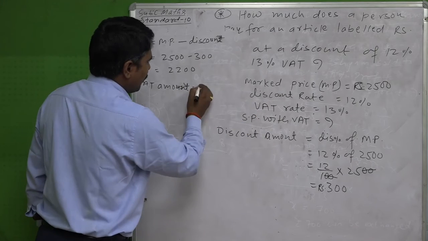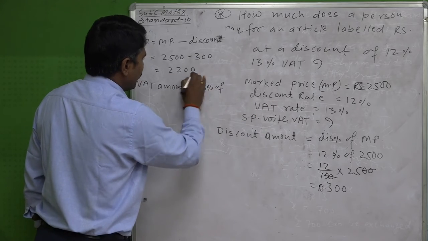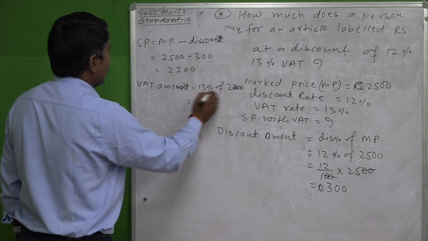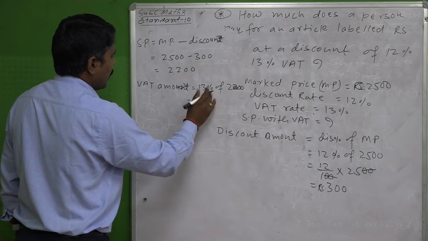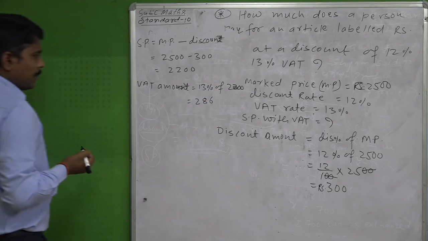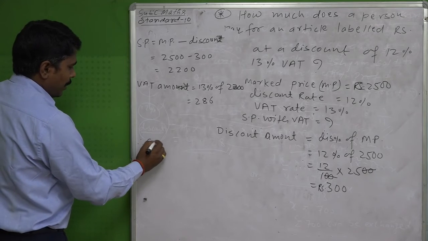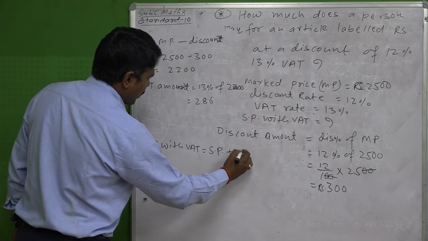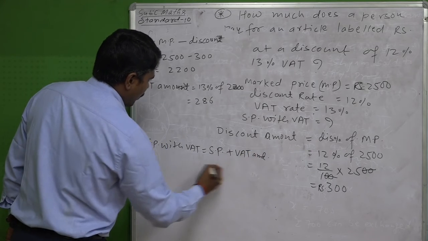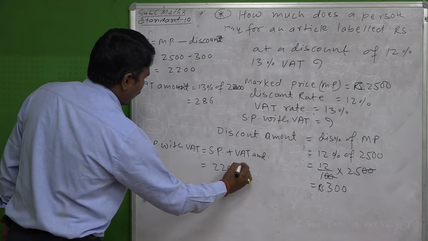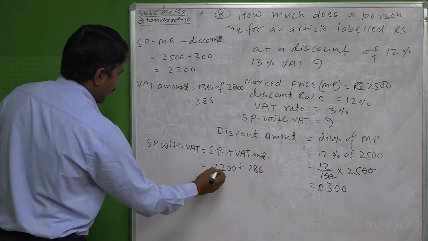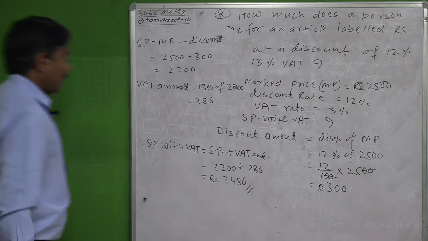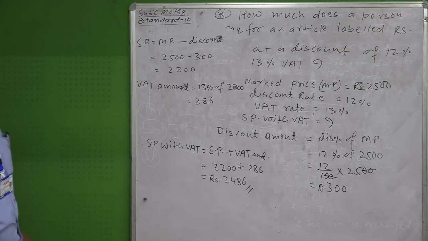VAT amount means VAT 13%. 13% of what? Of 2200, because VAT is always added on 2200. You can find it this way, and you will get the VAT as 286. Now, at last, SP with VAT: selling price plus VAT amount. 2200 plus 286 is the VAT amount, then at last 2486. This is the answer, the selling price with VAT, in this way.